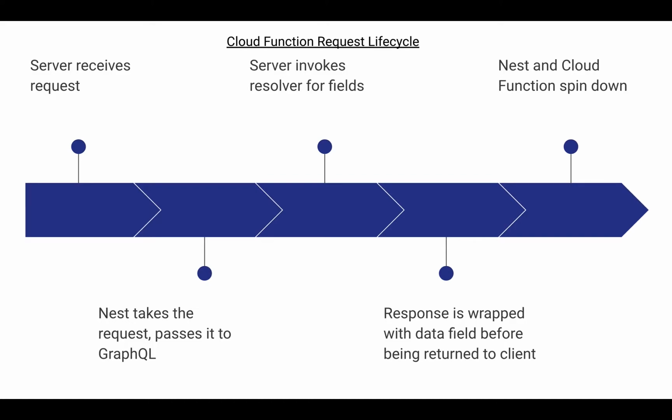And then our Nest and Cloud functions spit it down. So Nest gets run as soon as we run the Cloud function. The Cloud function is going to spin up. Nest starts up, then GraphQL, and then GraphQL hits that Cloud SQL instance in the cloud, which then will return that data back and then spin down that function.